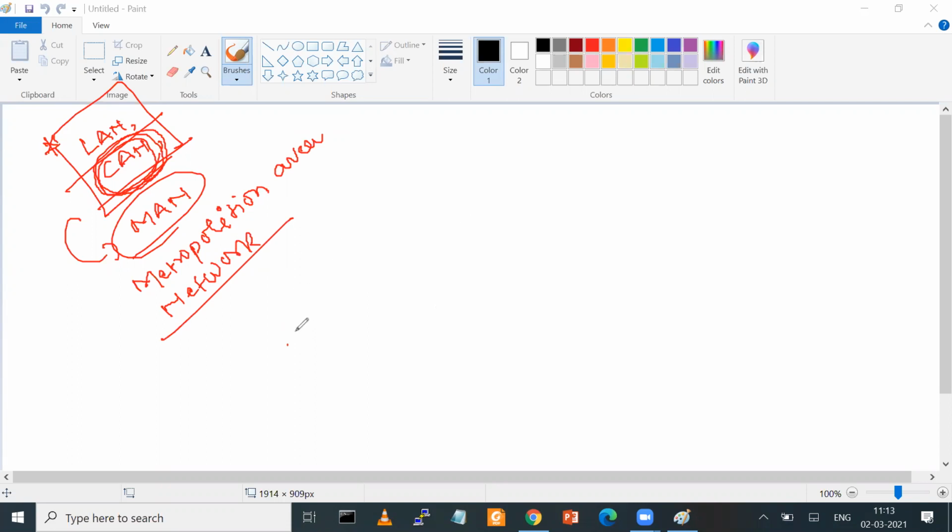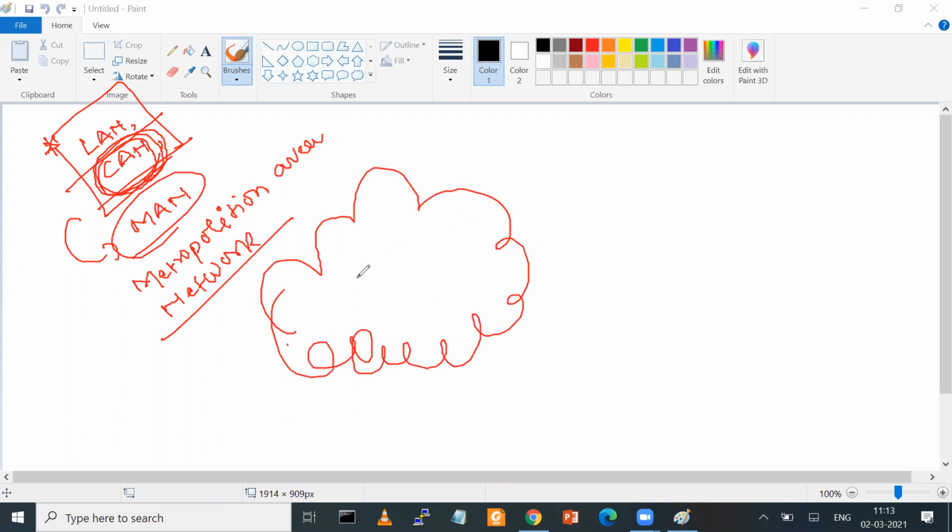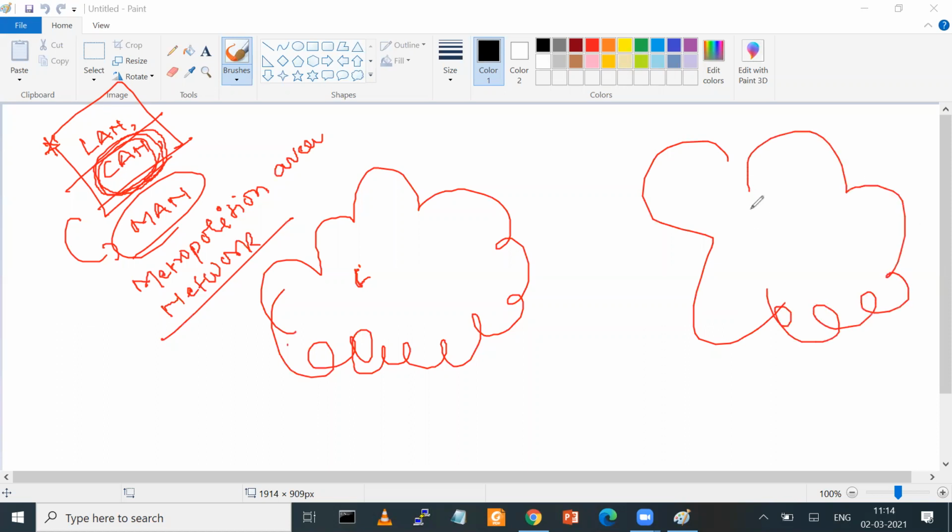When we connect two cities, or when we try to communicate between two cities, such a network we call a metropolitan area network. Communication between cities, or it can also be like that. When we group multiple CANs, it becomes MAN.